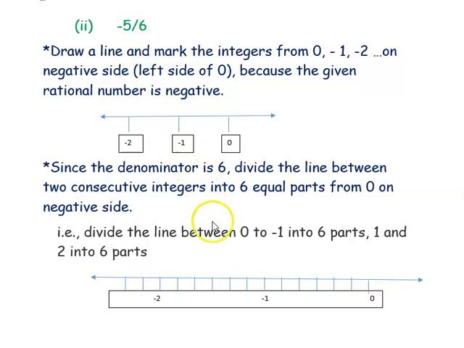So what we want to do? We want to divide the number line from 0 to negative 1 into 6 equal parts, and from negative 1 to negative 2 into 6 equal parts, and so on like this. So now we have divided here 1, 2, 3, 4, 5, 6 equal parts. Again from negative 1 to negative 2, 6 equal parts. 1, 2, 3, 4, 5, 6.